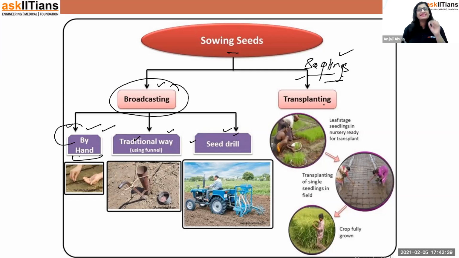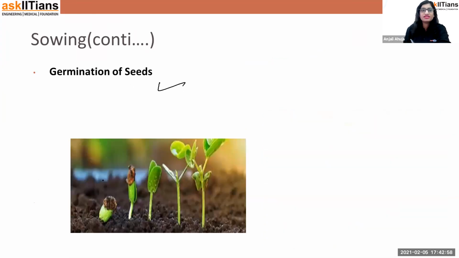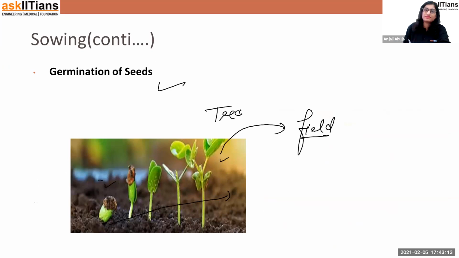Talking about the sapling, this is also included in the sowing point. That is done by transplanting. Here I mentioned that a nursery acts as a repository of saplings. You go into the nursery and you take the crop and then you grow it. In the nursery, they grow it by germination of the seed, because it needs special care. That's why it is grown in the nursery. After special care, they are directly transferred into the field. And this process is known as transplantation.